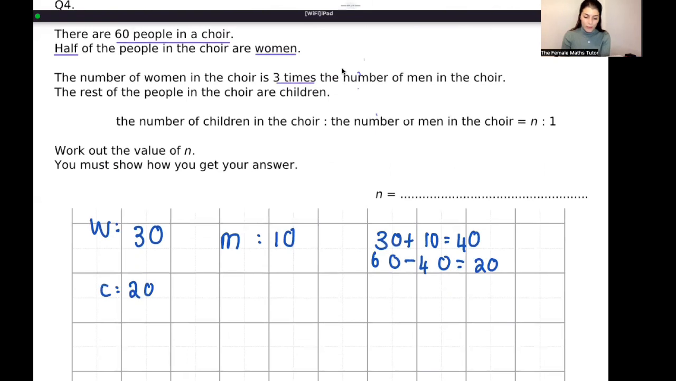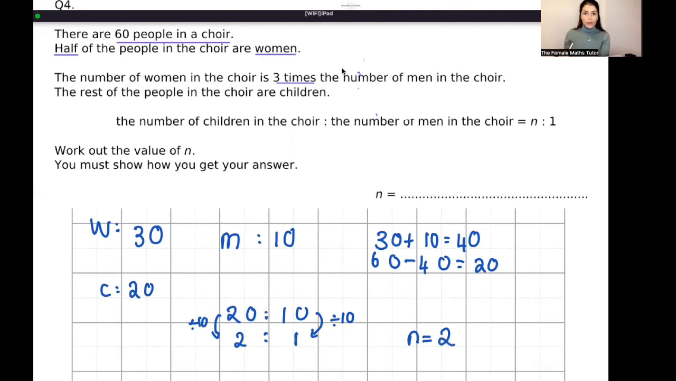in the choir. The next part of the question says the number of children in the choir to the number of men in the choir is n to 1. So the number of children in the choir is 20, and the number of men was 10. But we want to simplify it down to 1. So what do we do to 10 to get to 1? You divide by 10. So you have to divide the left-hand side as well by 10 to get 2. So n is equal to 2.